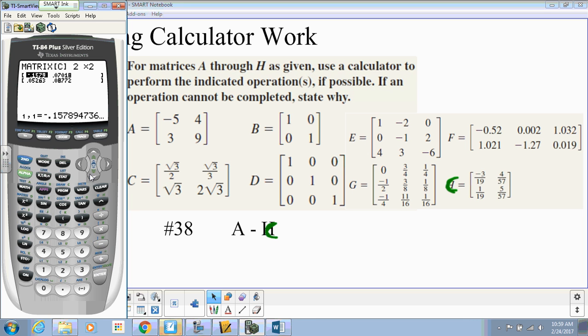When you type in the fractions, some of you have the fraction key on your graphing calculator that you know how to use. That's fine. For these old ones, you just do the division sign. So -3 divided by 19, enter. And it's going to change it to a decimal. That's okay. The calculator still knows it's a fraction. And then 4 divided by 57, enter. 1 divided by 19, enter. 5 divided by 57, enter.